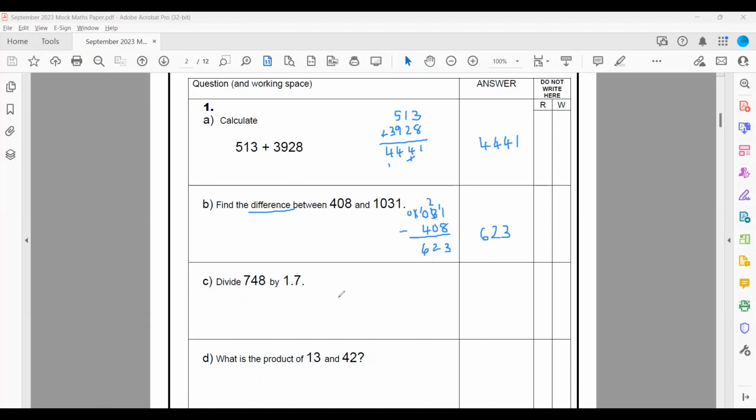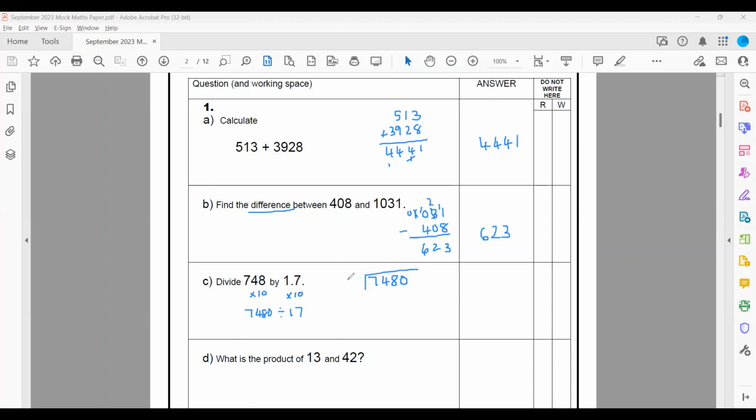Now, for part C, you've been asked to divide 748 by 1.7. When I teach this, I would always teach you to multiply out the decimal so that it becomes a whole number. So we're going to times by 10 to make this 17, and then we will times this side by 10 as well to make it 7,480, because the answer to the new sum, 7,480 divided by 17, will be exactly the same as the answer to the original sum because we've scaled both sides up in the same way. We're going to do that in a bus stop. I will do it both short division and long division.